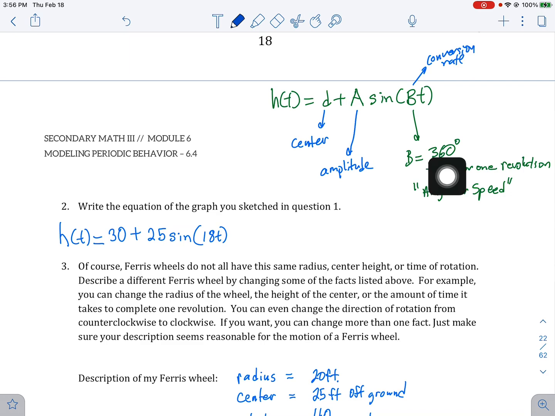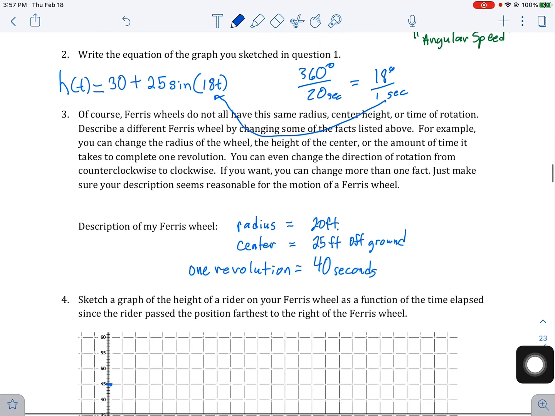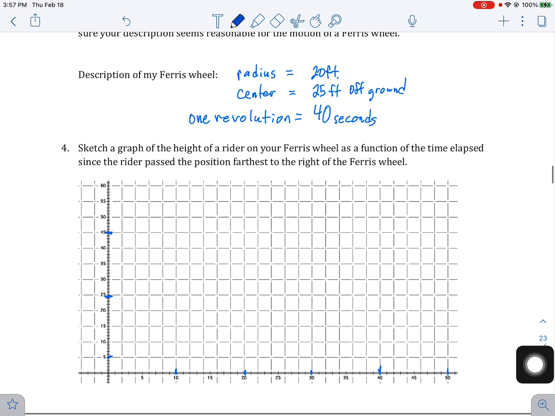Since there are 360 degrees for each revolution, and the time for one revolution is, in this case, 20 seconds, it's 360 degrees divided by 20 seconds. Therefore the angular speed is 18 degrees per second, and that is the 18 over here. So now we have a generic formula that we can use for the height at time t. And really it's a generic formula we can use for all sine functions. It'll work if we change some of these.